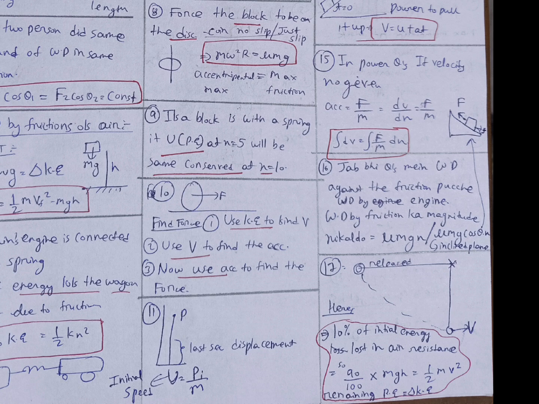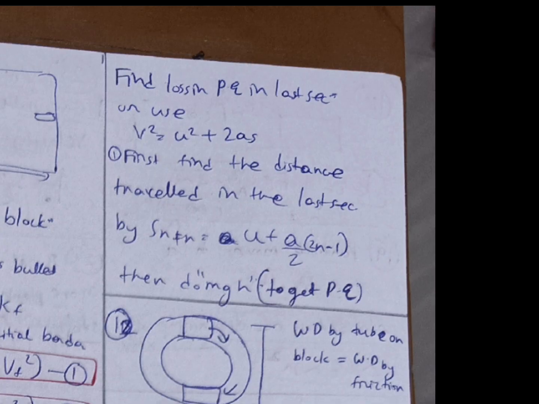Last second displacement. Initial speed is equal to p initial minus m divided by m. Find the loss in the potential energy in the last second, or use v square is equal to u square plus 2 a s. Find the distance traveled in the last second. S is equal to u plus a by 2 minus 1. Do mgh to get potential energy.